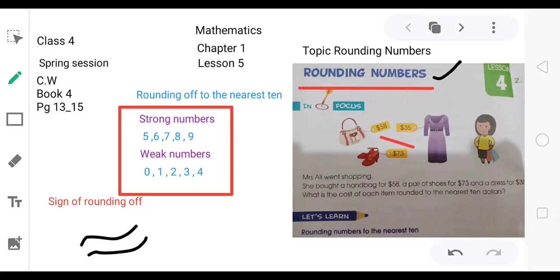Listen to me carefully, beta. This is a new topic for you. You didn't do a topic like this. So you have to concentrate on this topic and listen to me carefully. First of all, by starting this topic, you have to learn some key points.